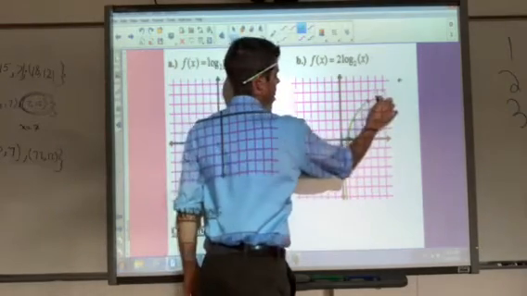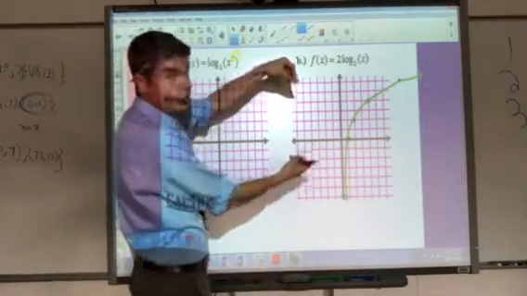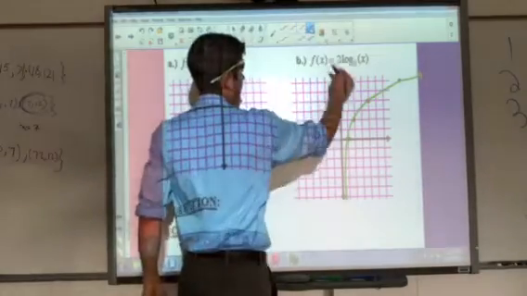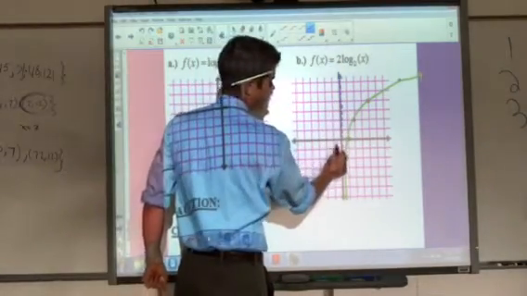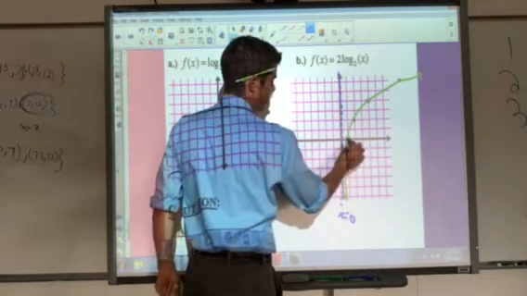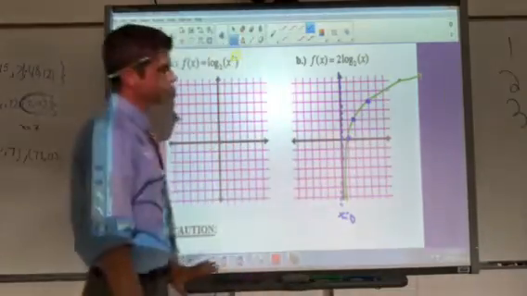So it's our characteristic log shape. It's just that it becomes a vertical stretch because of that 2. There's still an asymptote at x equals 0. Right, so x equals 0, and I've plotted key points for my graph, so I get full credit.